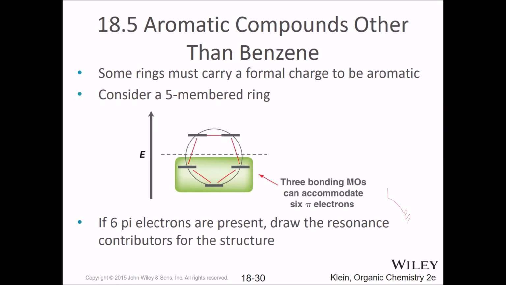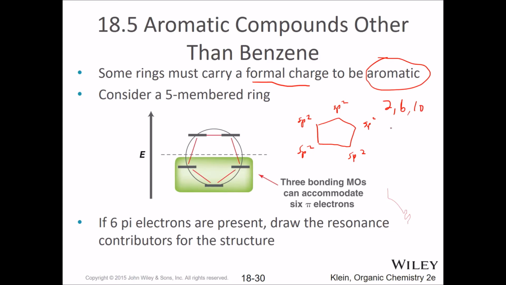Okay. All right, now some rings, in order to fulfill the aromaticity requirements, are going to have a formal charge. So look at a 5-membered ring, for example. We'll draw this extensively in the next couple pages, I think, but a 5-membered ring. Well, if this is sp2, and this is sp2, and this is sp2, and this is sp2, and this is sp2, right? And if I'm going to have 2, 6, or 10 pi electrons, right? Then I'm going to have 2, 4.